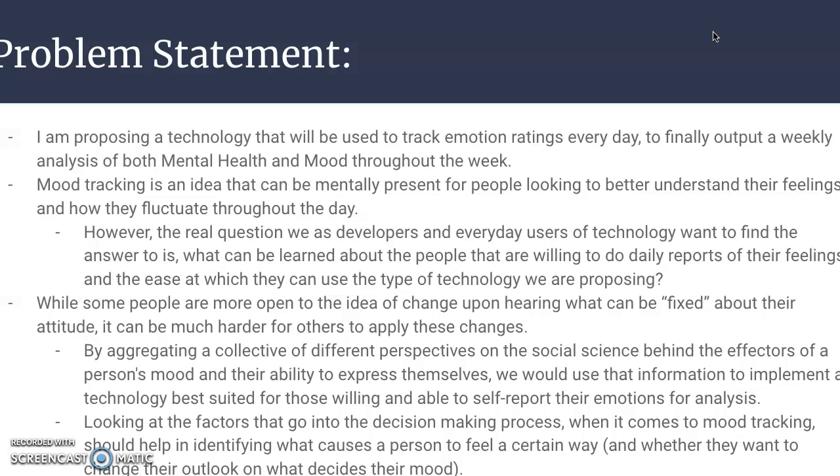By aggregating a collective of different perspectives on the social science behind the effectors of a person's mood, as well as their ability to express themselves, we would use that given information to implement a technology best suited for those willing and able to self-report their emotions for analysis. Looking at the factors that go into the decision-making process, specifically when it comes to mood tracking, this should help in identifying what causes a person to feel a certain way and whether they want to change their outlook on what decides their mood.